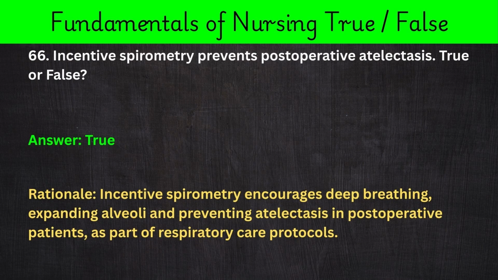66. Incentive spirometry prevents postoperative atelectasis. True or false? Answer. True. Rationale. Incentive spirometry encourages deep breathing, expanding alveoli, and preventing atelectasis in postoperative patients as part of respiratory care protocols.